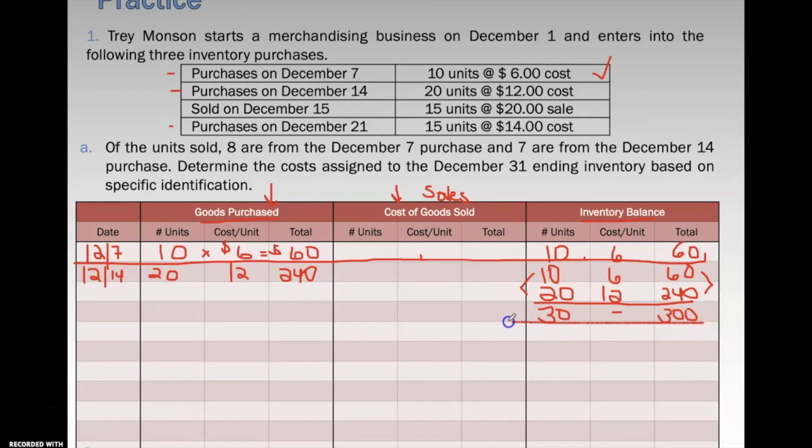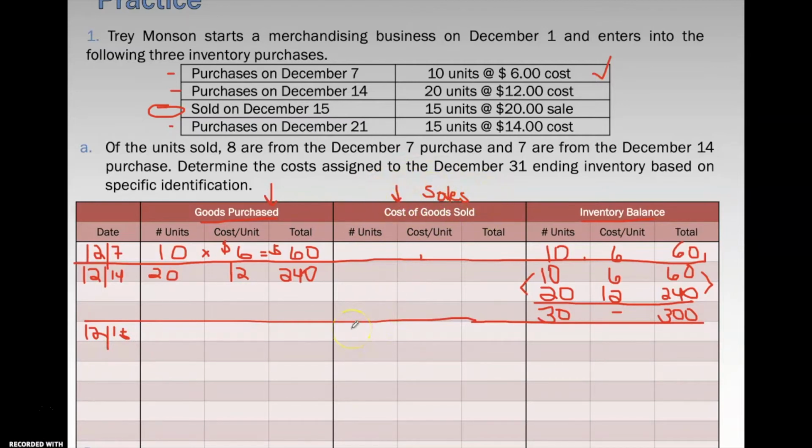So let's draw another line because now we're going to do another date in here. Okay. So now it's a little different. Now we're coming up to the sale. We sold on December 15th, 15 units. So we put the date in, 12/15. Hard to read. We're going to use the middle column this time because it was a sale. So we want to look at our sales here.